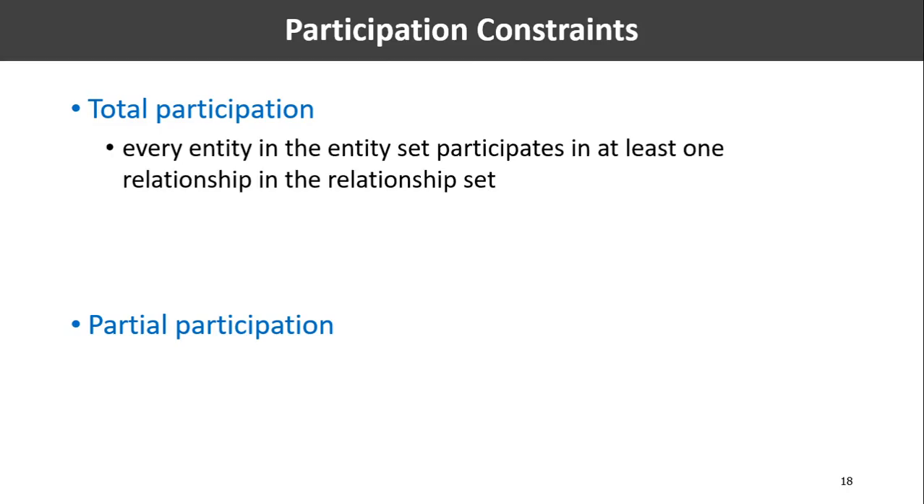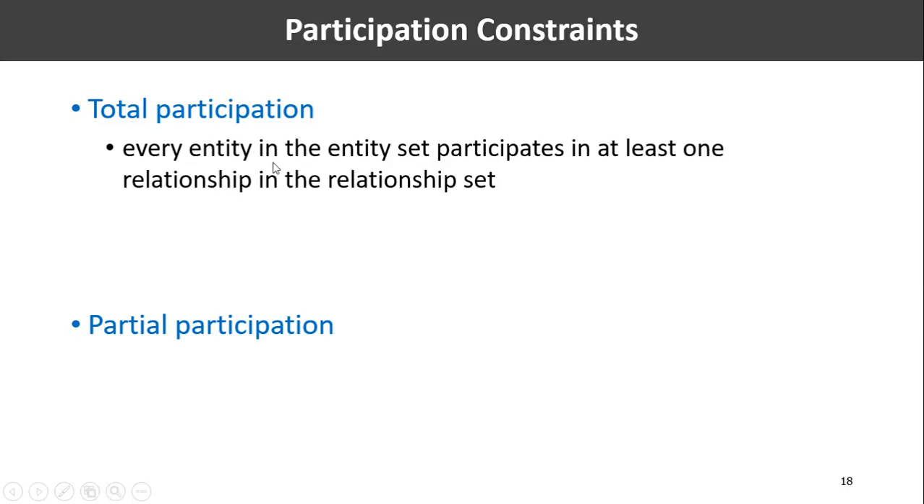So after looking at the constraints known as mapping cardinalities, let us proceed to the other kinds of constraints, and those are known as participation constraints. So under participation constraints, we have two kinds of constraints. First, known as total participation, and second is known as partial participation. So let us see one by one what we mean by that. So what is total participation?